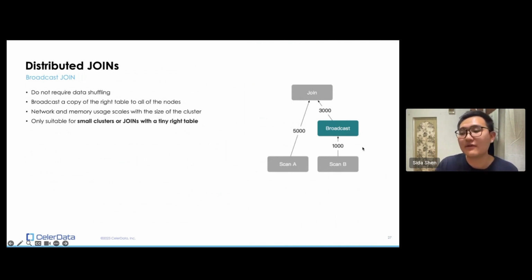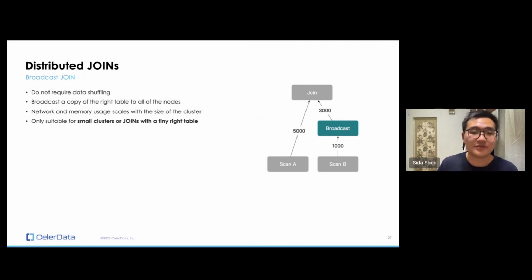So let's say we have 3 nodes, right? And the right table is 1,000 rows. So the network overhead is actually 3,000. It scales not only with the size of your data, but it also scales with the size of your cluster. And that's very expensive. And the right table needs to fit into every single one of your worker nodes, or else it's not going to work, right?